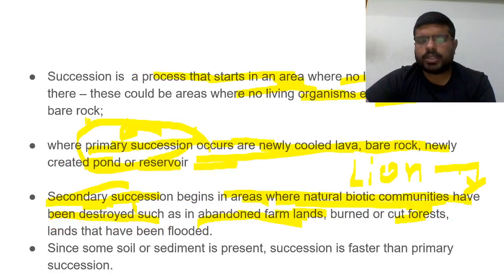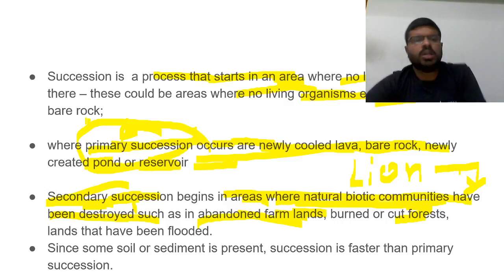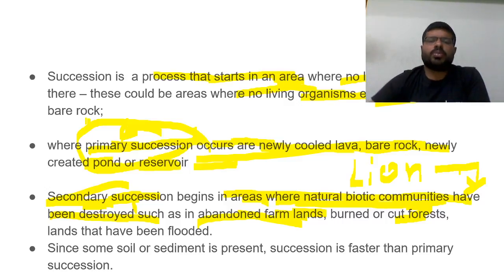Yes. I think this point is clear. What is primary succession? Primary succession is a succession process which occurs on newly created areas like newly cooled lava, that is, after a volcano eruption, or a bare rock, or in a newly created pond or a reservoir.